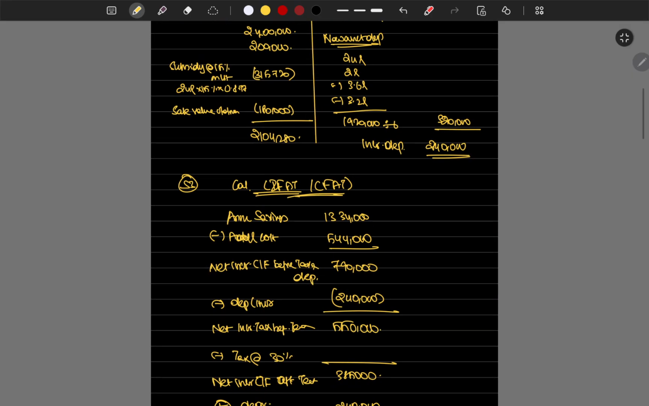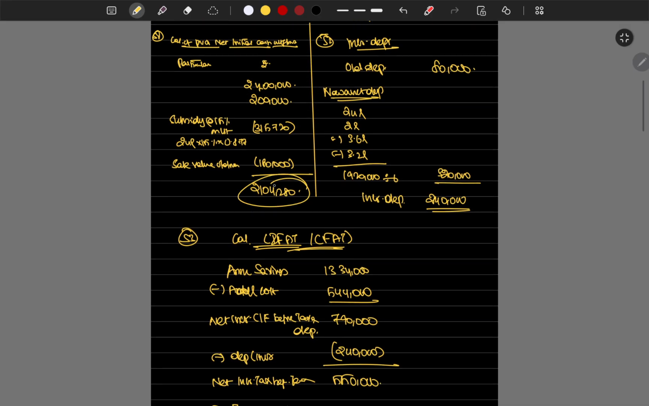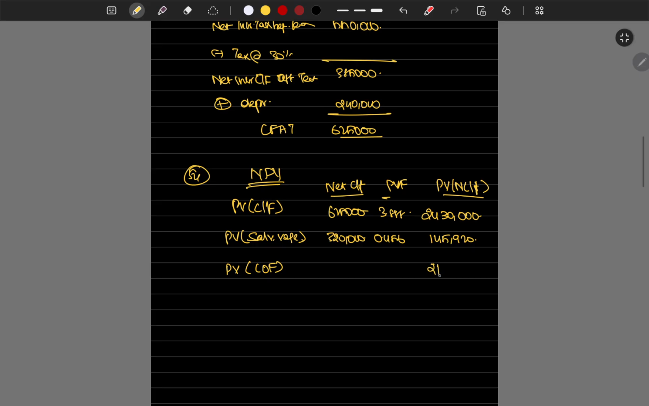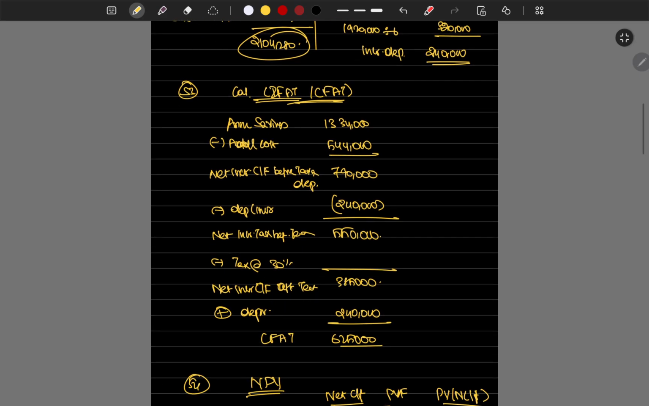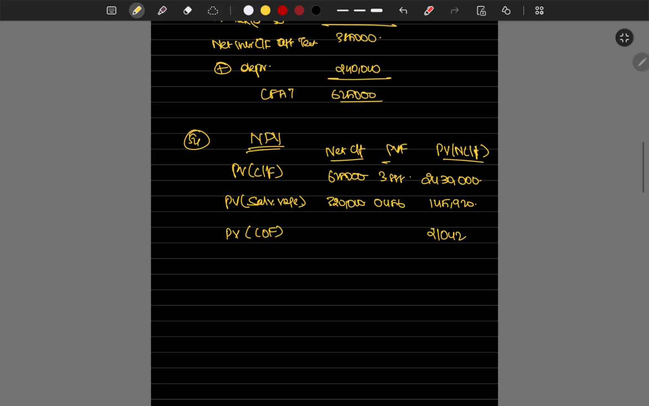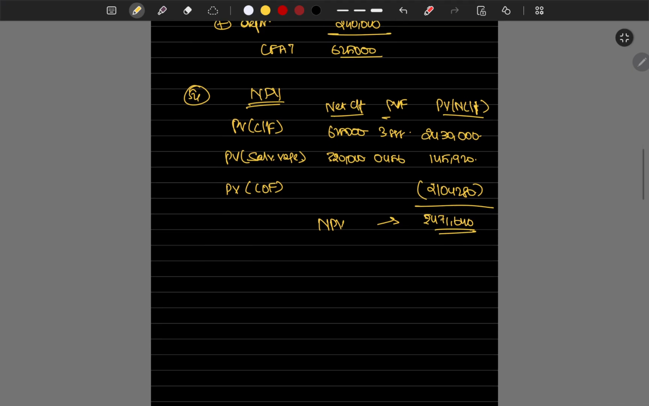What's the present value of cash outflow? That is this, 21,04,280. What's the NPV? Positive NPV only. So 24 lakh 30,000 plus 1,45,920 minus 21 lakh 4,280, which is rupees 4 lakh 71,640. Yeah, we got the positive NPV.